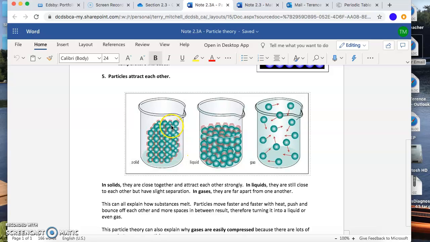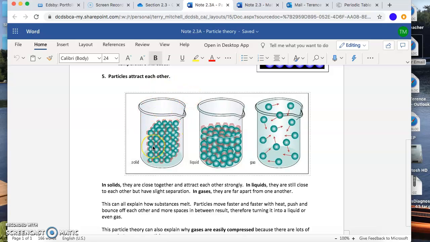And so in solid form, these particles have attracted to each other and they're stuck to each other really, really tight. And that's why they're able to hold their form. So you can imagine these are water particles. We've cooled it down to below 0, below freezing. And so those particles have slowed right down. They've attracted to each other nice and tight. And they can hold themselves in the form of an ice cube.